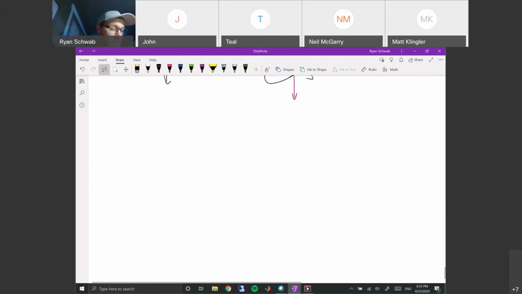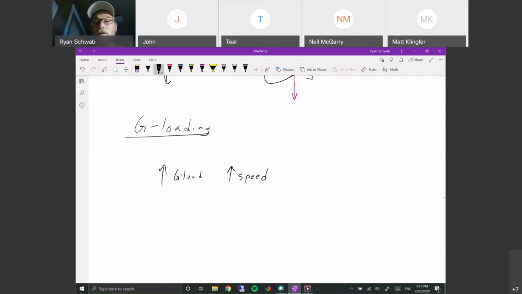Cool. I mentioned this a little bit already, but we talked about kind of your weight under your wing and how that is your G loading, and how that relates to your speed. So basic idea is as you go up with your G load, you're also going to increase your speed, but you're also increasing your sink rate, which means that you're just maintaining your glide ratio more or less.